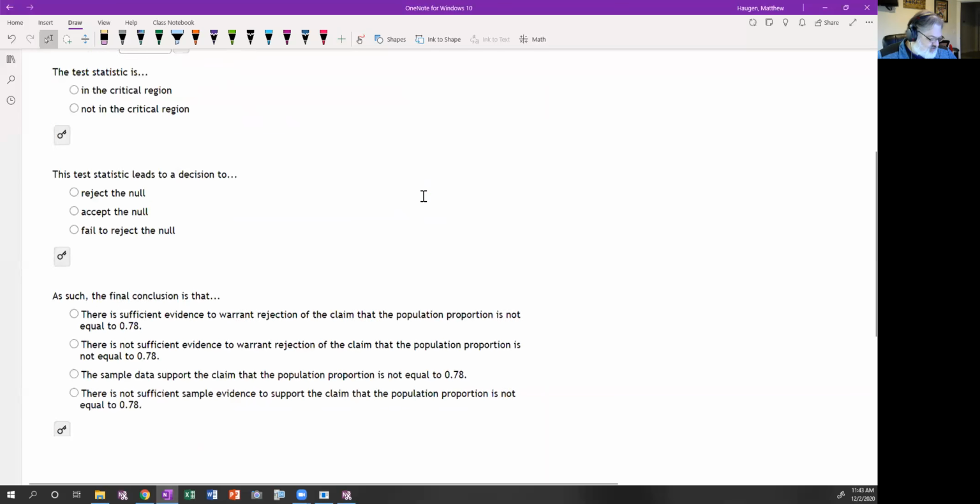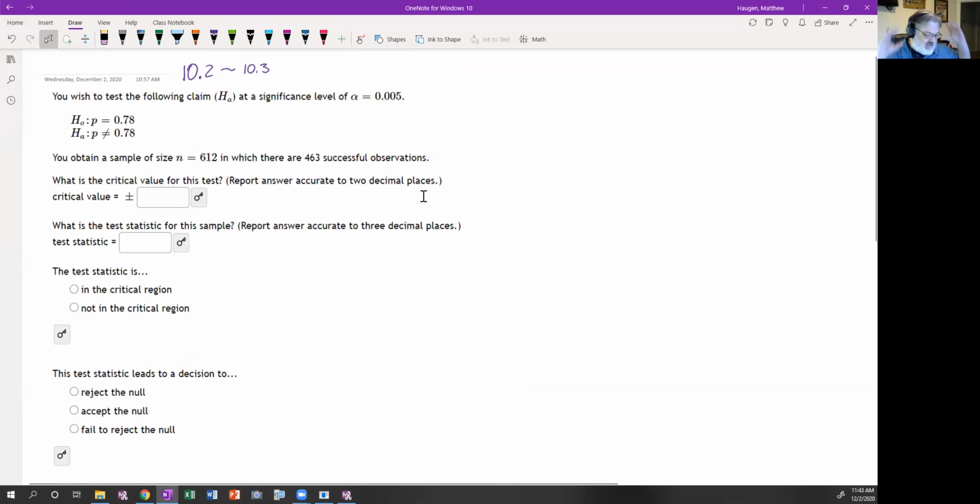These questions can look a little bit long. They can be a little bit intimidating. So we want to take them piece by piece. We wish to test the following claim, this alternative hypothesis, at a significance level of 0.005. We're given our null hypothesis of 0.78. And this is a proportion problem.